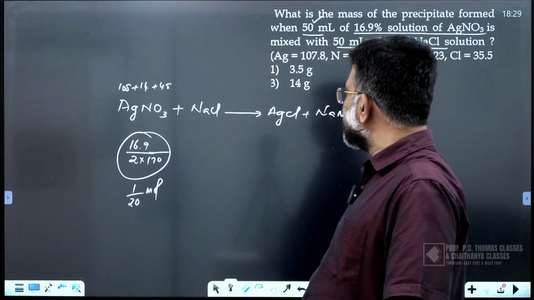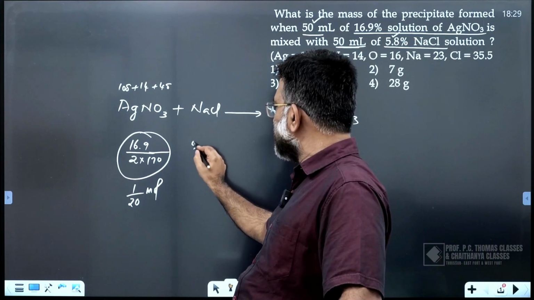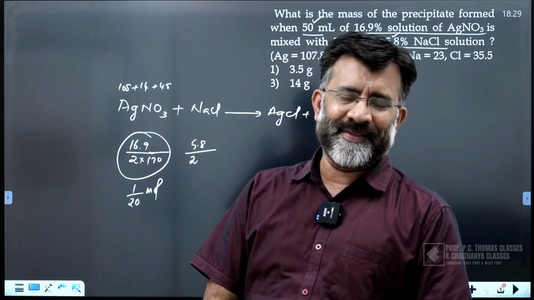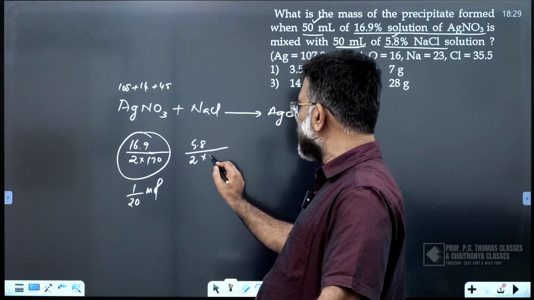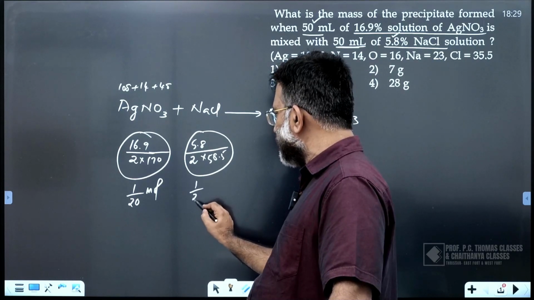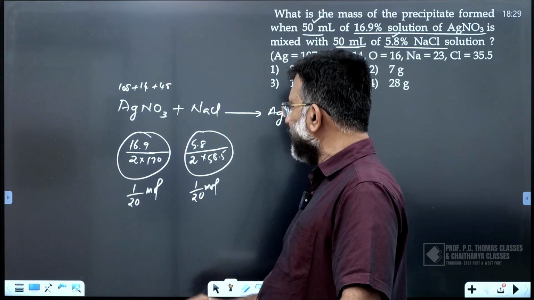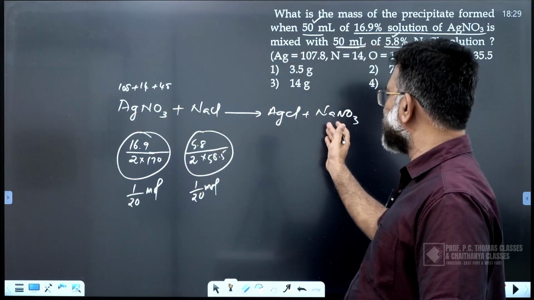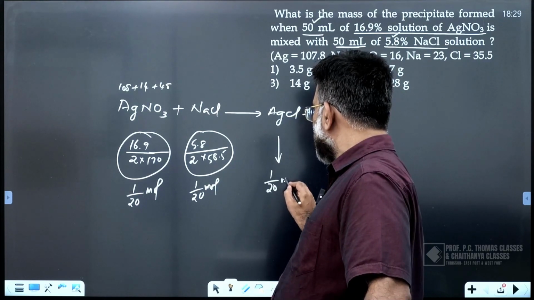Fine. What about NaCl? NaCl 5.8%, 50 ml. Once again, the mass of NaCl will be 5.8 divided by 2, because in 100 ml it is 5.8 gram, so in 50 ml it will be divided by 2. So what will be the number of moles? Mass divided by formula mass, 58.5. Once again, it is very close to 1 by 20, isn't it? So the same pattern. This is also 1 by 20, approximately, I mean close figures. And they react in 1:1 ratio. So AgCl obtained will be 1 by 20 mole.